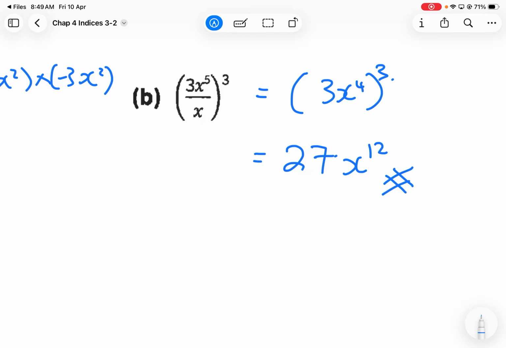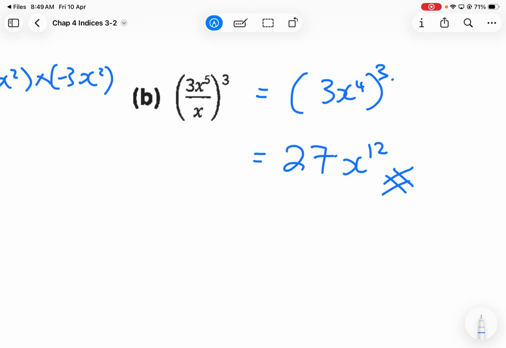No, this is 3, bracket. What this originally means is 3 times x times x times x times x times x, 1, 2, 3, 4, 5. Then the denominator is 1x. This is the original. Because I have 1x, I use it to cancel away 1x. So I'm left with 3 times x times x times x times x, which can be written more easily as 3x to the power of 4.